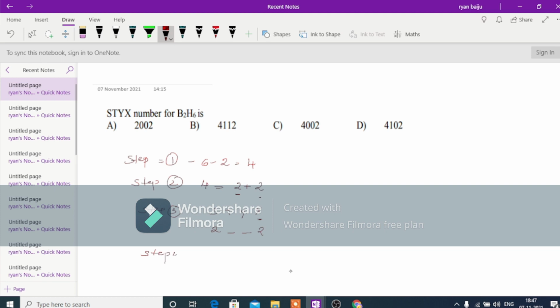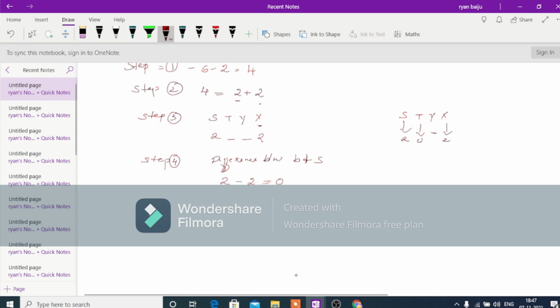Step 4: the difference between B and S. We have to find the difference between B and S. B is the number of boron atoms, that is 2, and the number of S is 2. Therefore 2 minus 2 is equal to 0. So in styx, S is 2, T is 0, X is 2. Next we have to calculate the Y.